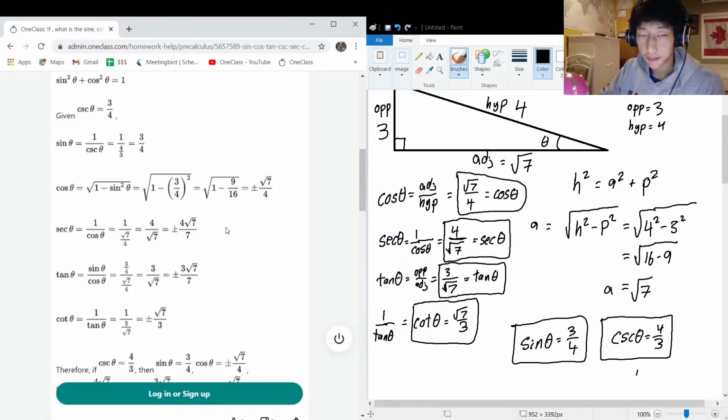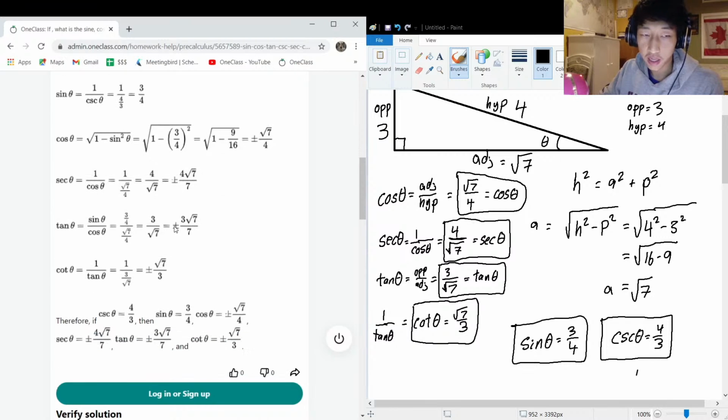Secant, another way, is really just the same thing, 4 over root 7. You could write it as 4 times root 7 over 7. That's the same thing. I prefer to write it this way, but other people would prefer to write it the other way, so it's your call. You could write it either way.